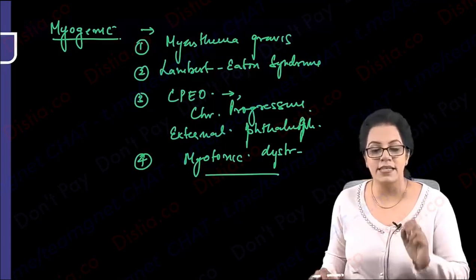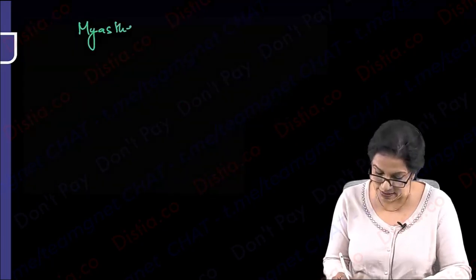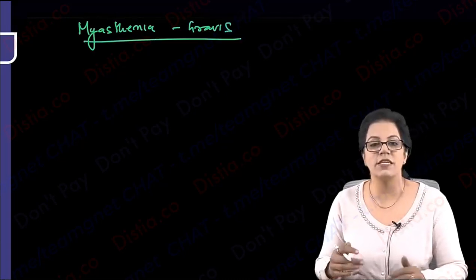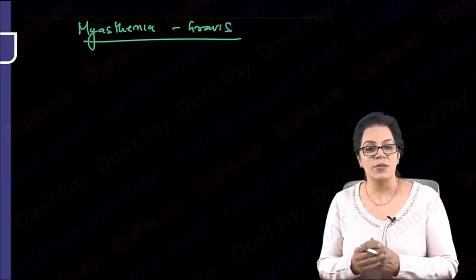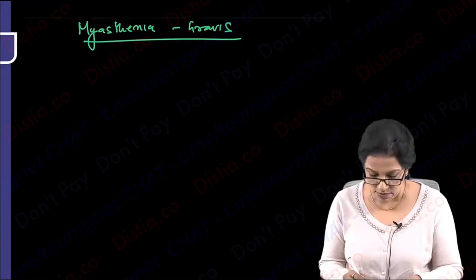Now, what needs a little more mention is myasthenia gravis. Let's talk about myasthenia gravis. You all know it, and you have learned it in detail in your medicine. So what is actually happening? What is this condition? What is the main problem, the pathogenesis?